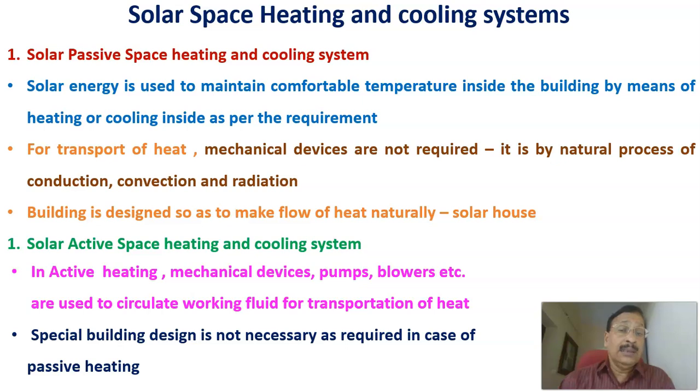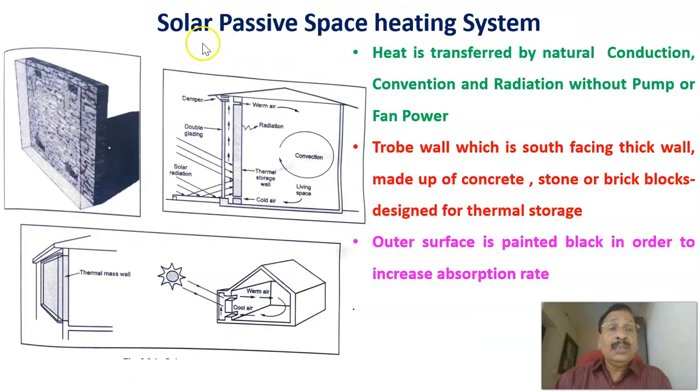Now, continuing with solar passive space heating, in this case heat is transferred by natural conduction, convection and radiation without a pump or fan. We are not using any pumping mechanism or any fan power. By natural means of conduction, convection and radiation, the heat is transferred. Therefore, this is the Trombe wall.